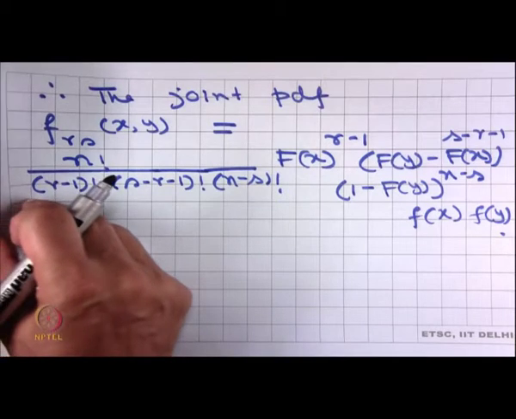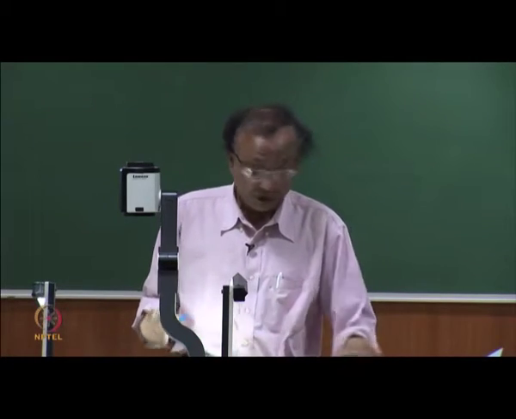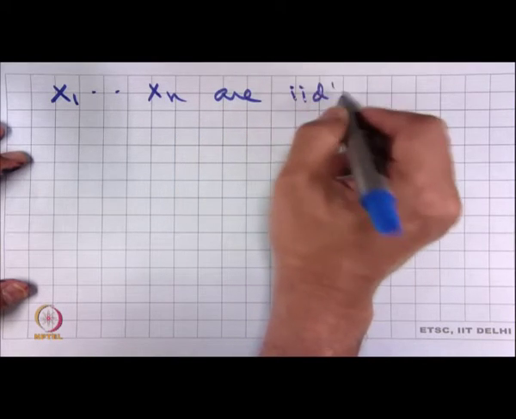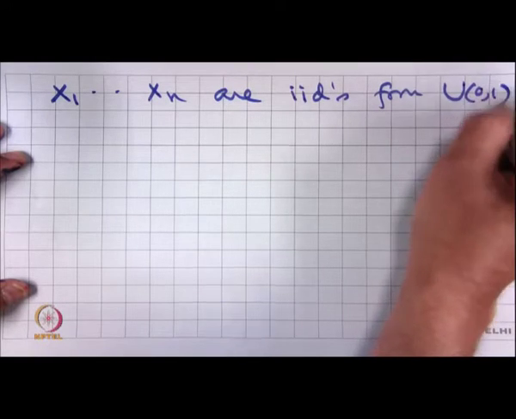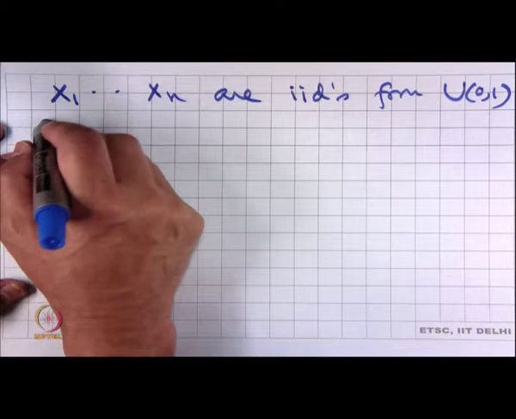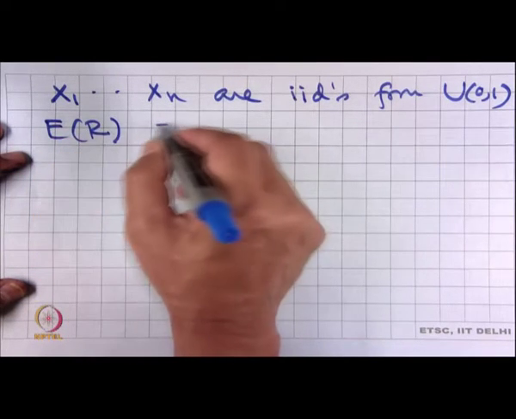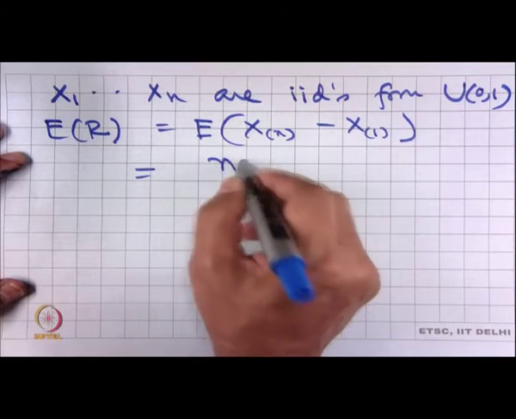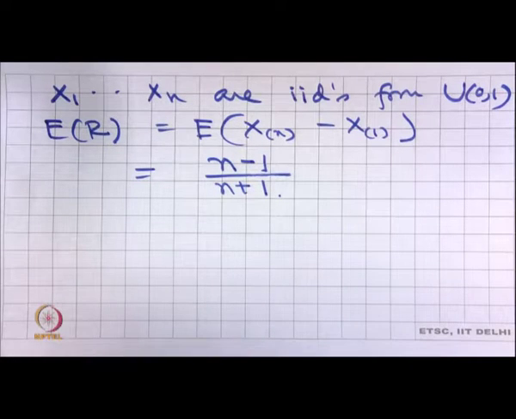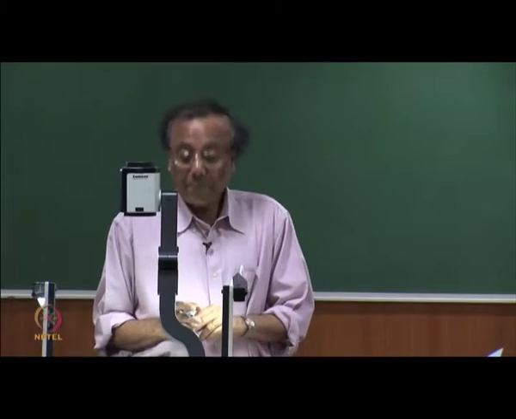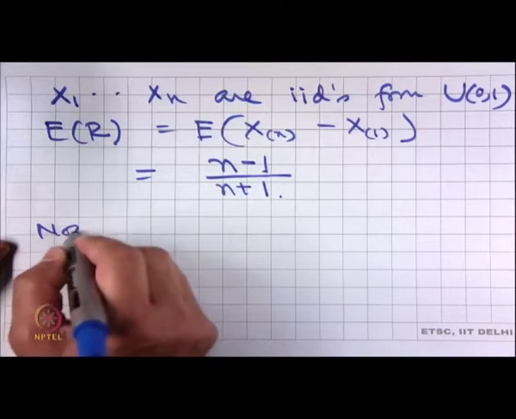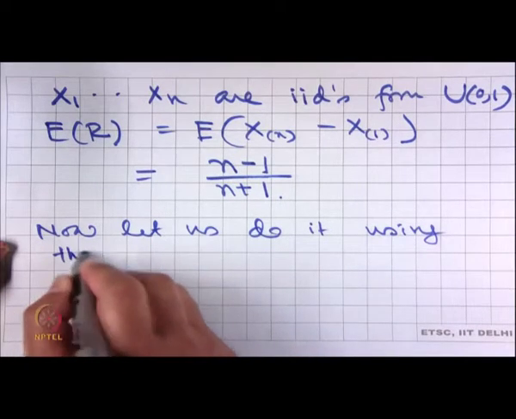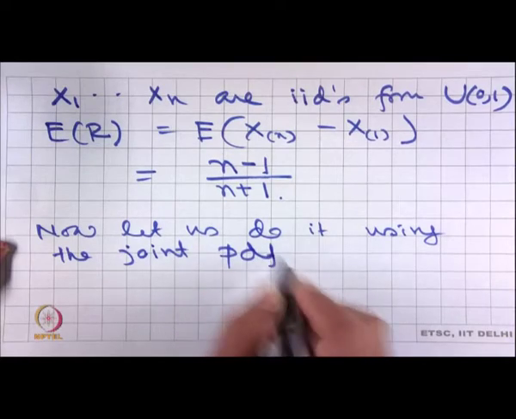Let me give you an example. We have already seen if x 1, x 2, x n are IIDs from uniform 0, 1, we calculated the expected value of range, which is expected value of x n minus x 1, and we have found that it is equal to n minus 1 upon n plus 1. We have not actually calculated through the PDF. Now, let us look at it using the joint PDF.